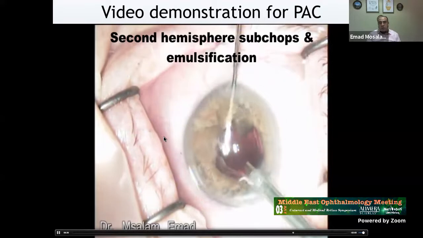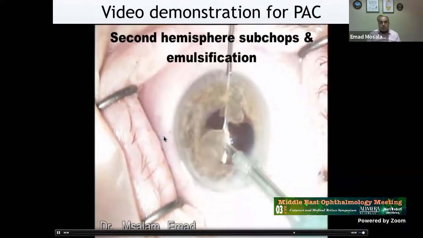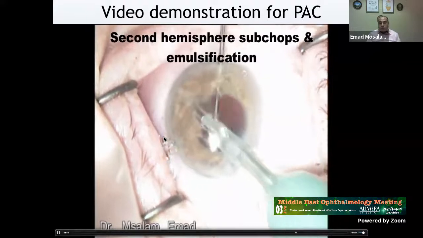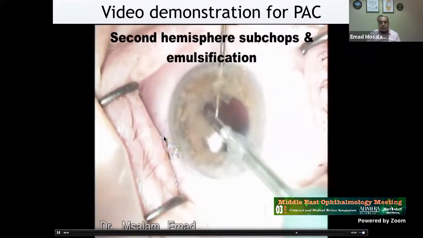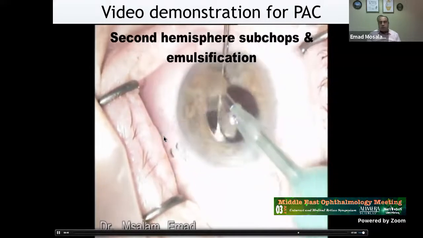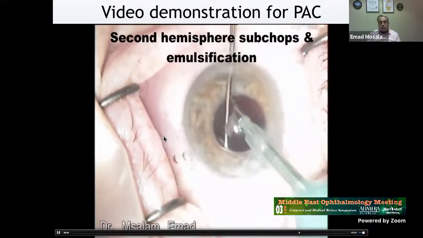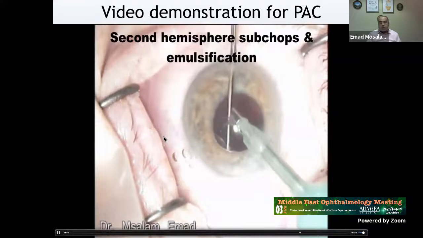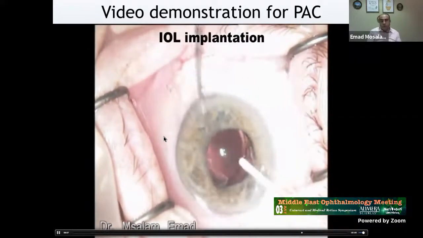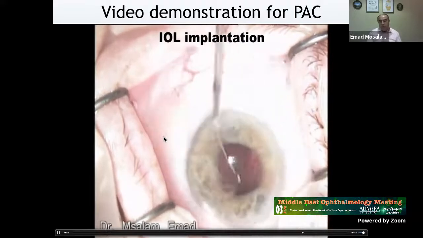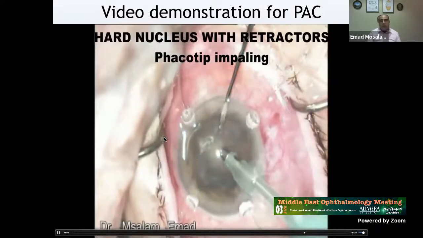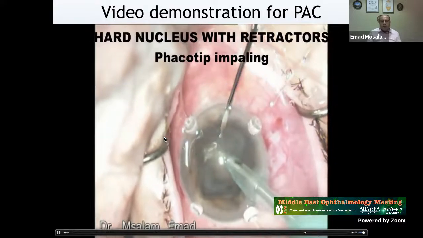As you see, small last two pieces, we should be careful and keep the spatula all the time between the phaco-tip and the posterior capsule. That's it. Here, implantation, and I want to show you this moment how again we are using this spatula for implantation. Last case, what I have, this is a hard cataract.